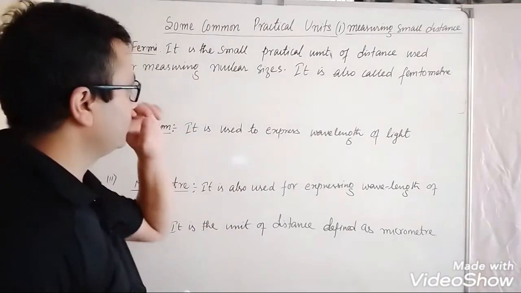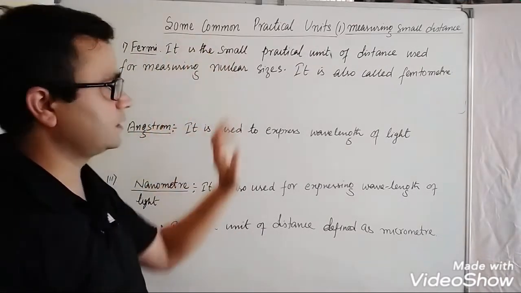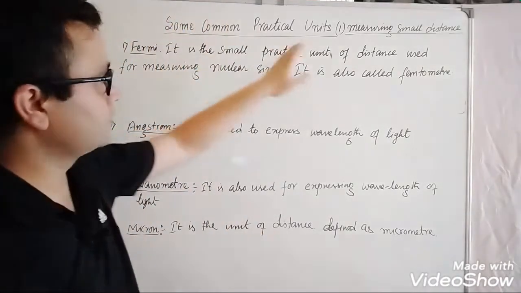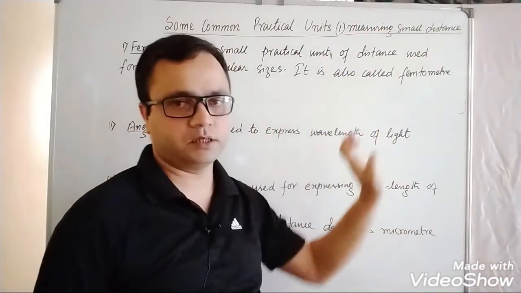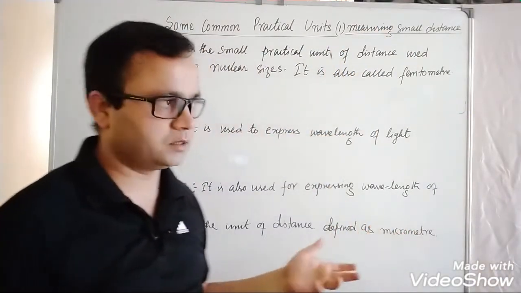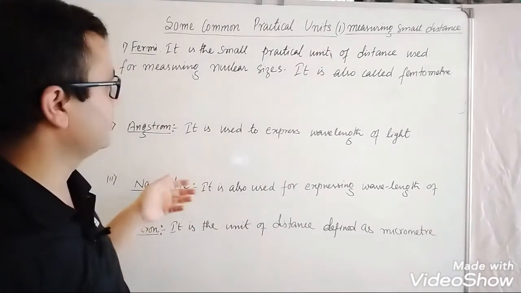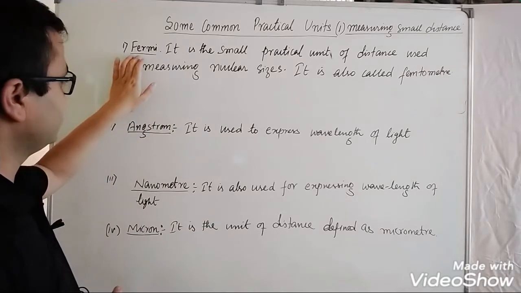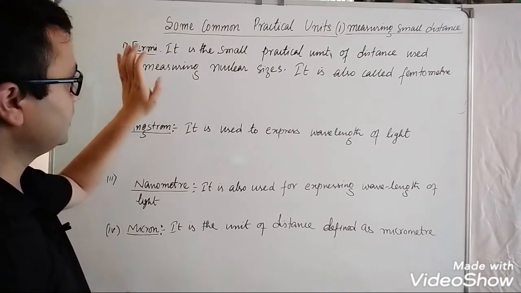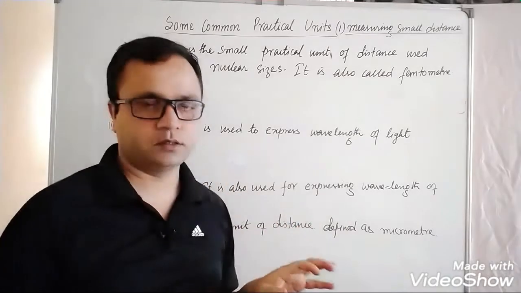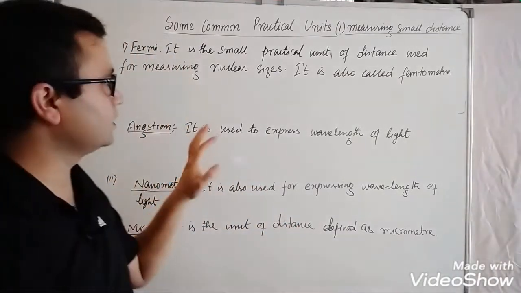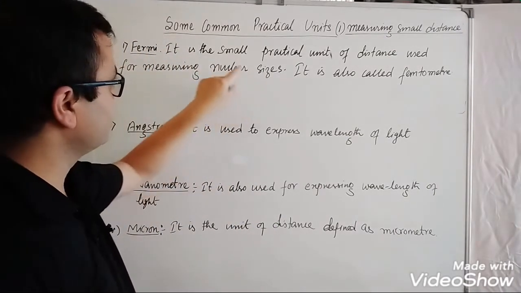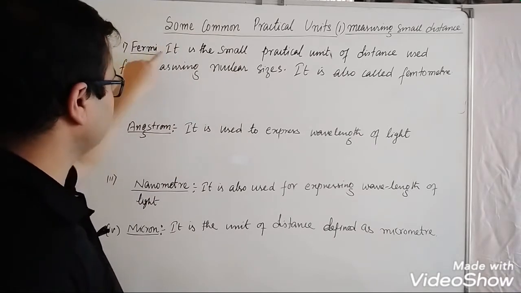Class 11. Today we are going to learn about some common practical units. First, the units for measuring small distances. The first is the fermi. What is a fermi? The fermi is the small practical unit of distance used for measuring nuclear size.